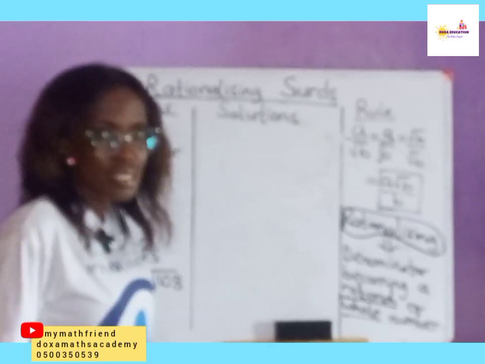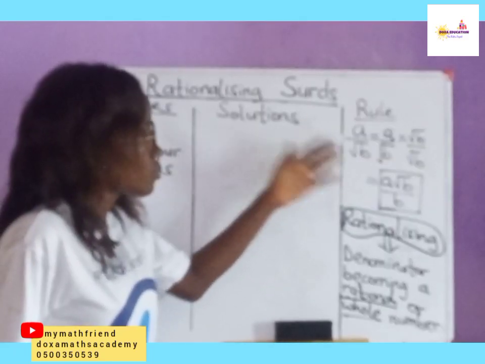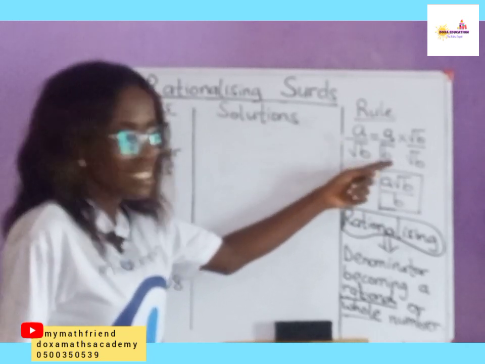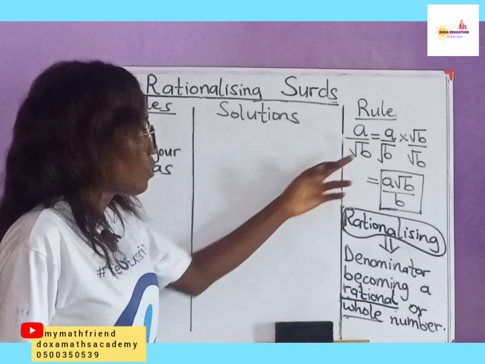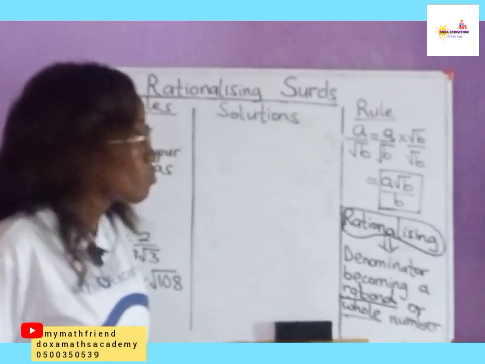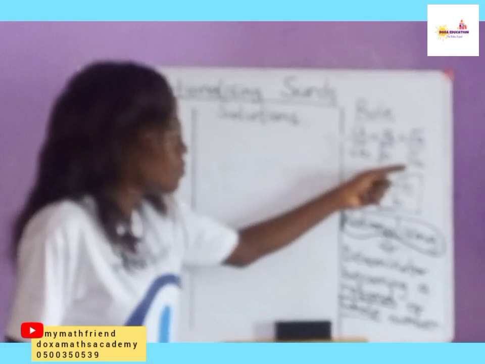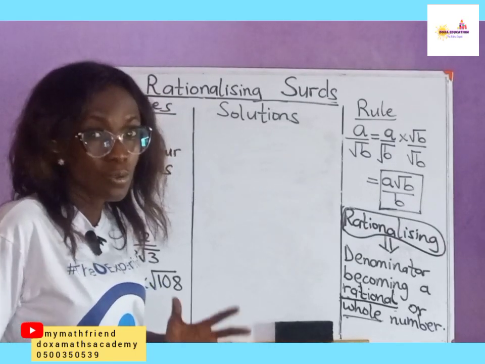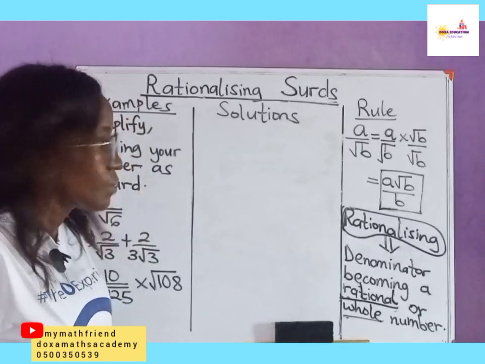Now this becomes numerator times numerator: A times root B is A root B. Denominator by denominator also becomes root B times root B, which is B. There's a rule on multiplying surds where we say that root B times the same root B is B. You remember that rule, so visit the video so that you don't get lost along the way.